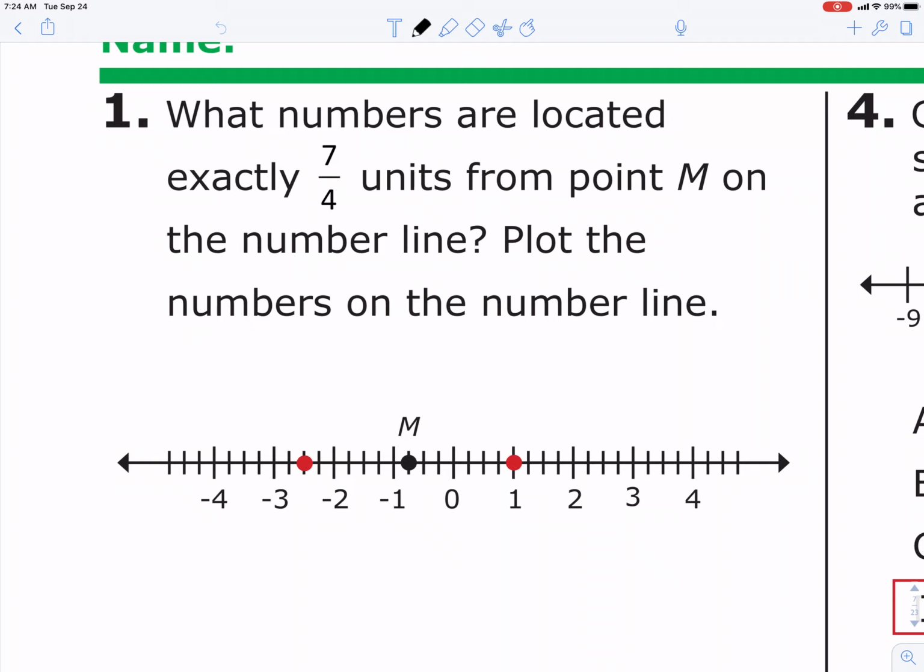As you can see, there's a couple of red dots there. Well, we need to figure out how far is 7/4 from M. Let's imagine if it just said 7 units. That would be kind of easy, right? Because then you'd just be counting 1, 2, 3, 4, up to 7 whole units. But they want 7/4. That really means 7 times 1/4.